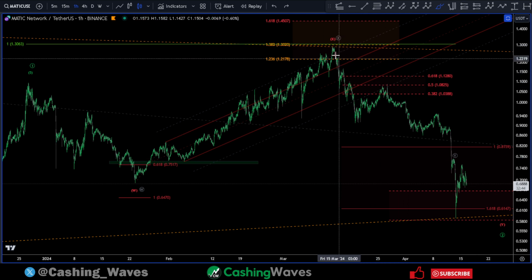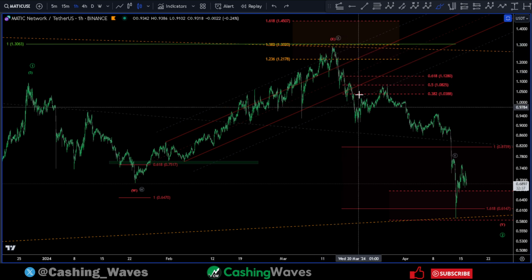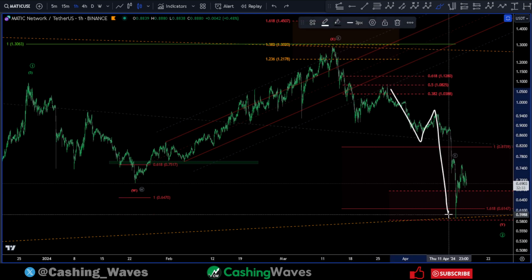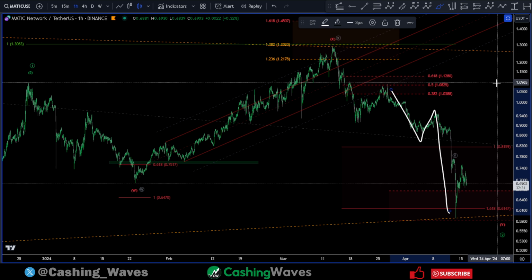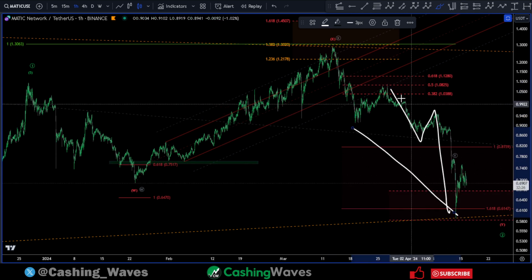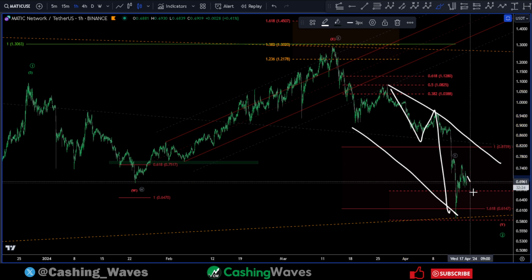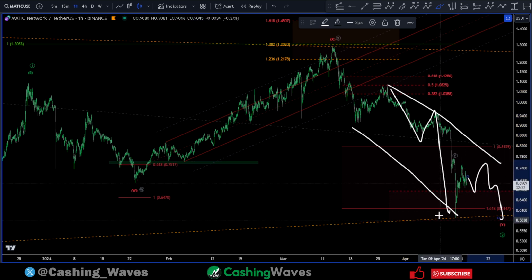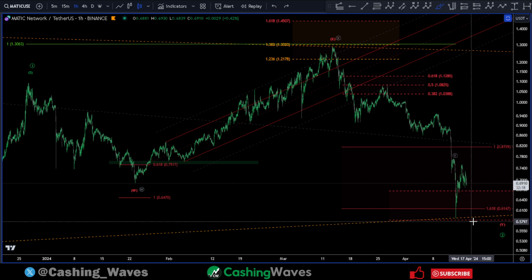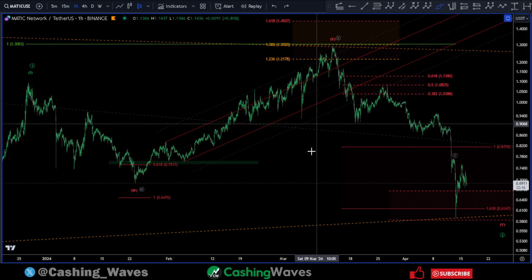You could technically count this as 5. It'd be like a micro 1, 2, 3, 4, 5, but I like it as ABCs better. So I wouldn't be surprised to see this turn into some sort of diagonal, and we get another 3-wave move to the downside, maybe a double bottom before an attempt to the upside. We're going to talk about the other options.